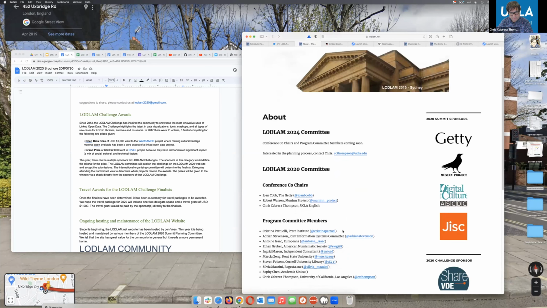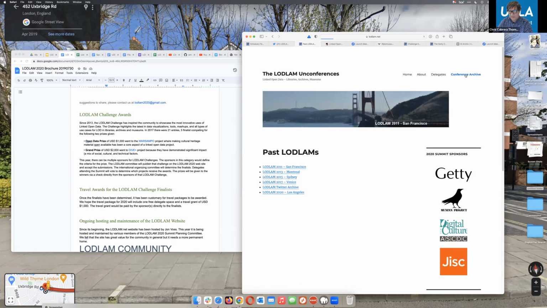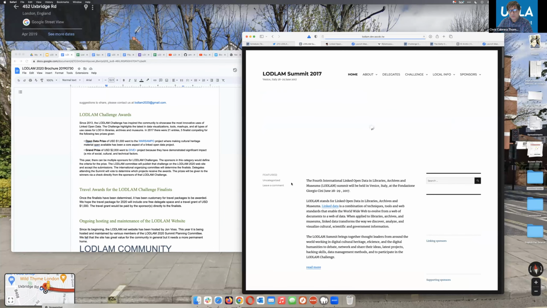These were the folks who helped us get it going in 2019. The website talks a little bit about the LODLAM, and we have a conference archive for the last few LODLAMs. One was in Venice, 2017. 2020 was Los Angeles at the J. Paul Getty, and you'll see it was in San Francisco in 2011. So feel free to go through these sites to see what was occurring. We have folks who helped us archive some of this material.